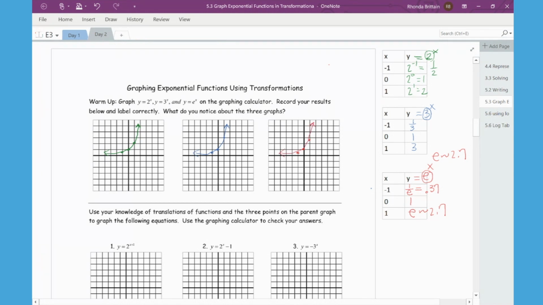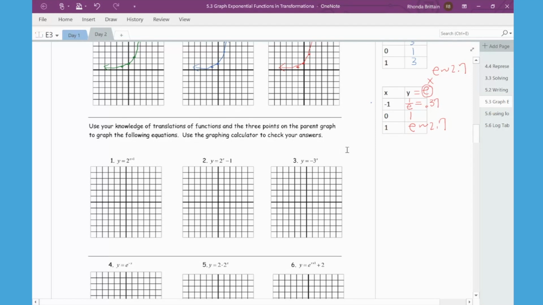So now that we have these 3 parent functions, the rest of the lesson is going to use those, but we're going to apply the transformations. So, if you had colored pencils, a great idea would be to graph the parent function and then in a separate color, graph the transformation. But we can see here that our first equation is 2 to the x plus 1. And because the +1 is actually inside the function or connected to the variable, we know that this is actually going to move left by 1 unit.